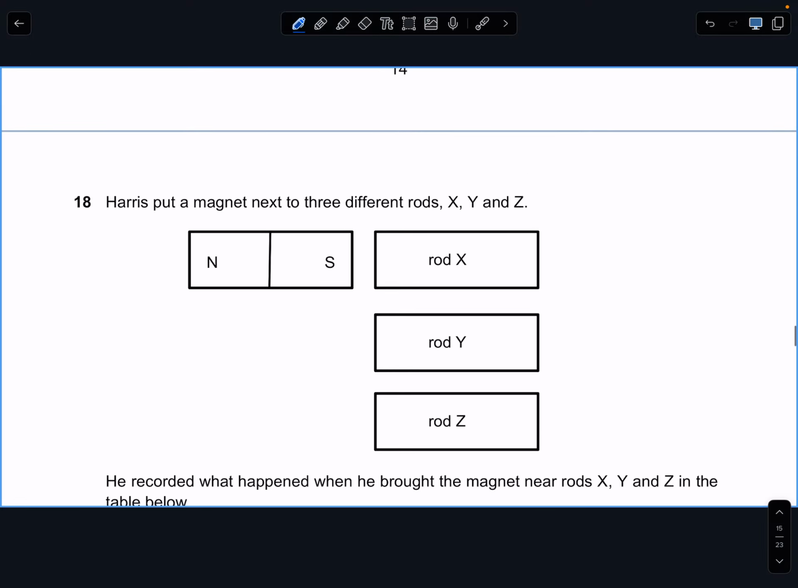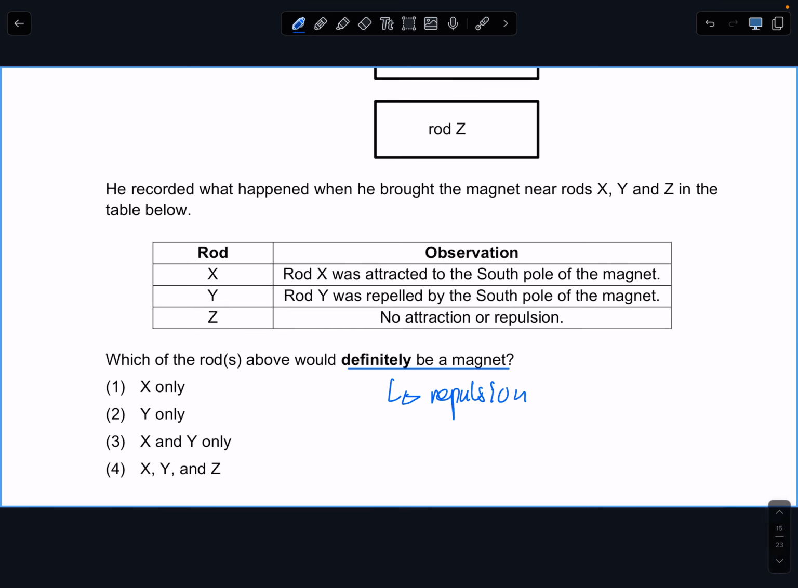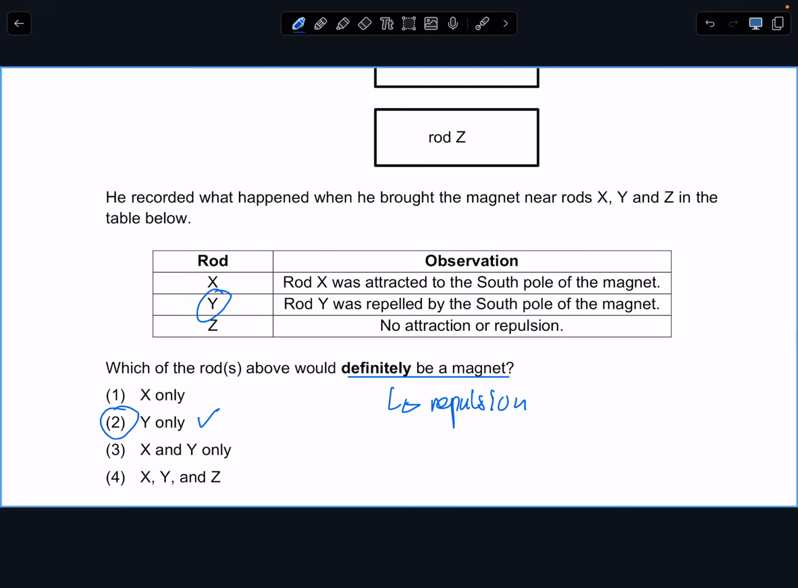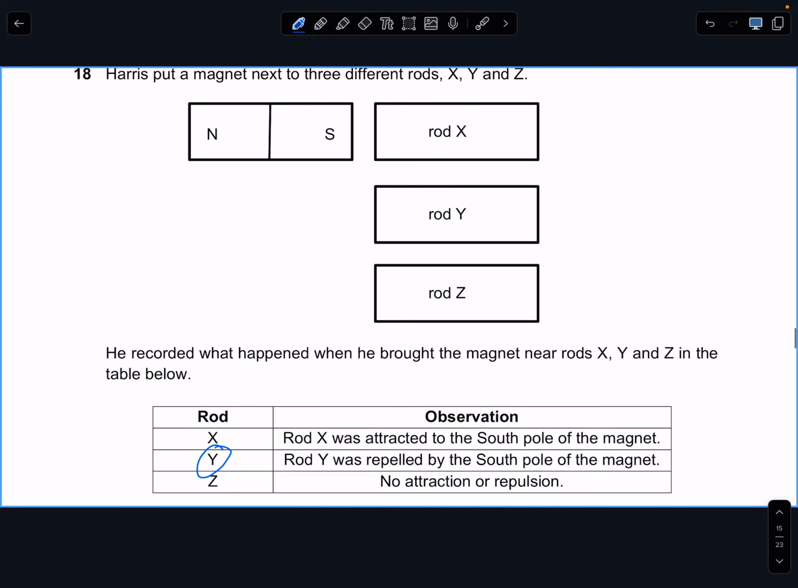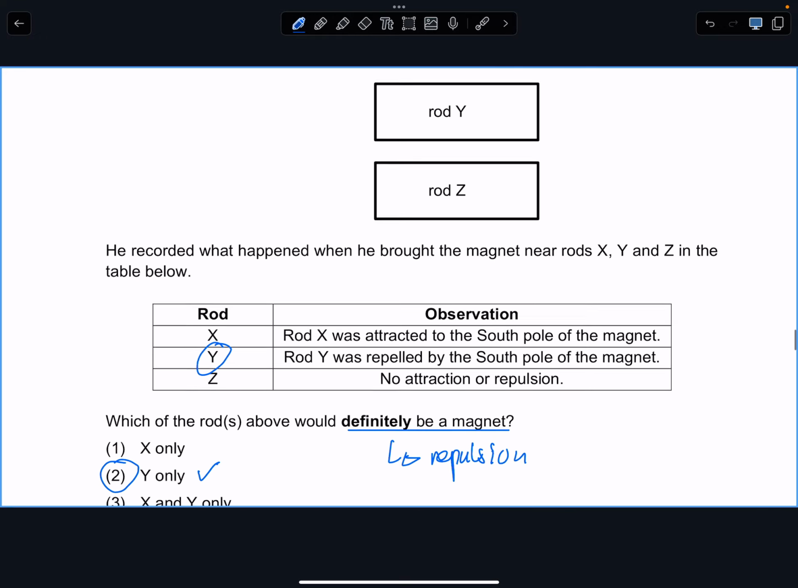Okay? So you take a look at it. Rod Y was repelled by the south pole of the magnet. So I know that this is confirmed. So therefore the answer is Y. Because just by attracting, like I said already, you don't know.